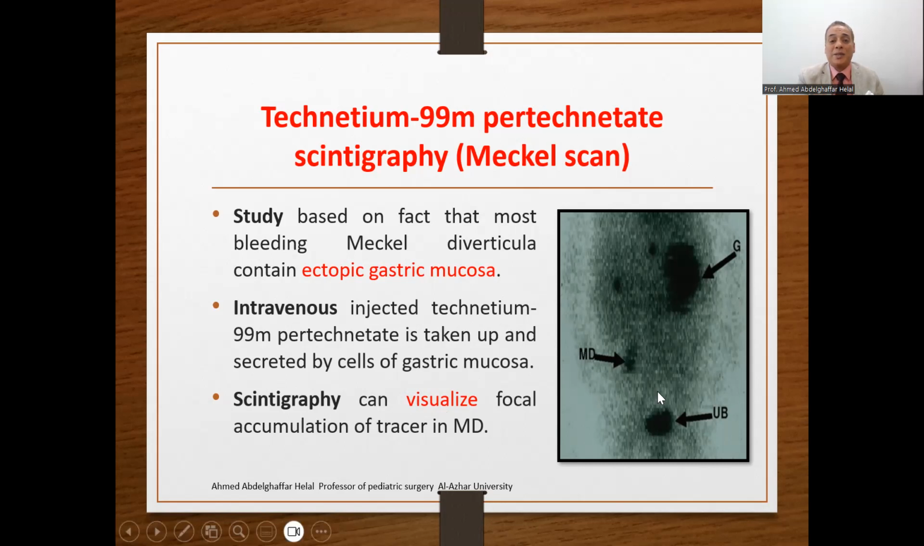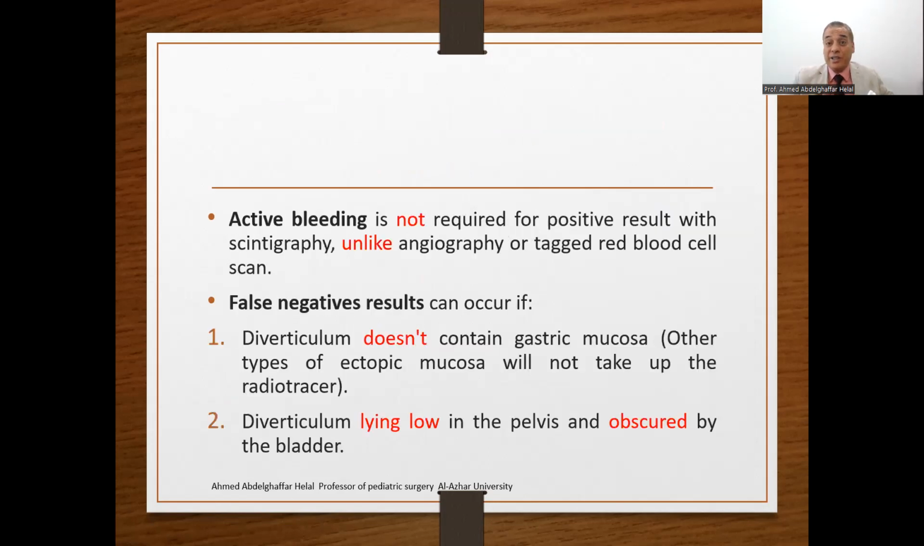So scintigraphy can visualize this accumulation in the Meckel diverticulum, and also the bladder will be obvious due to excretion of the dye. Sometimes it's very difficult because the Meckel doesn't contain ectopic gastric mucosa, so the test may be negative. Sometimes the Meckel is lying down behind the bladder and obstructed, and we cannot see this picture. Active bleeding is not required because the test depends on searching for the presence of the ectopic gastric mucosa, not for the bleeding. Technetium here is searching for the presence of the ectopic gastric mucosa. So active bleeding is not required for positive results, unlike angiography or tagged red blood cell scan.